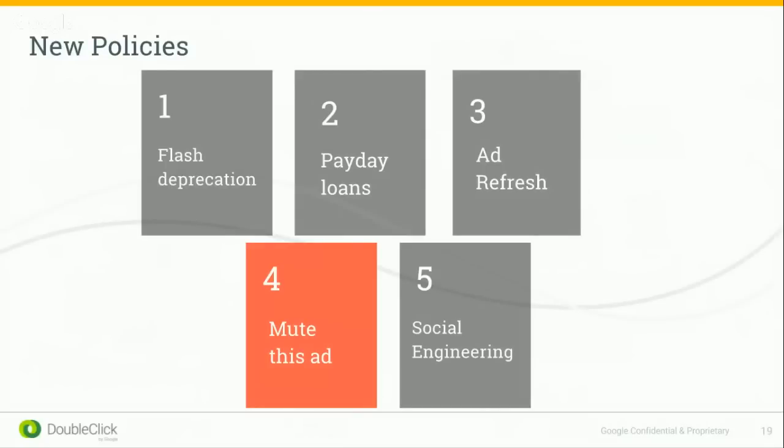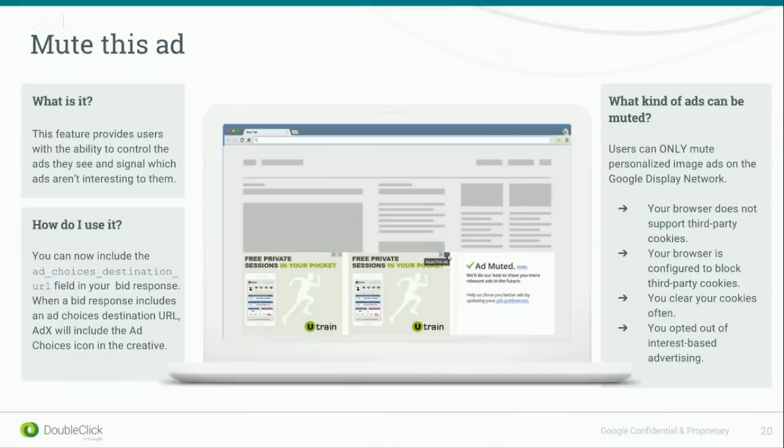Okay, so moving on to our fourth update. This is called Mute This Ad. So what is Mute This Ad? This feature basically provides users with the ability to control the ads they see and signal which ads aren't interesting to them. So how do you as a buyer use this?